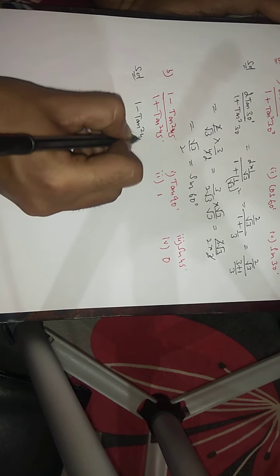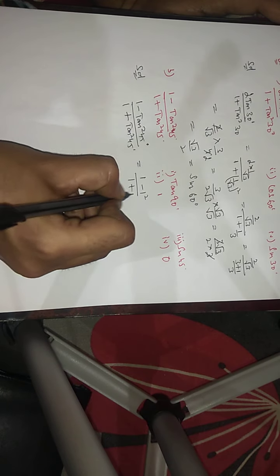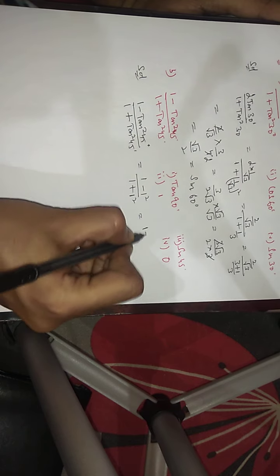1 minus tan square 45 degree upon 1 plus tan square 45 degree, that is 1 minus 1 square upon 1 plus 1 square, because the value of tan 45 is 1. It's 1 minus 1 upon 1 plus 1, that is 0 by 2, which is 0. So the correct option is option number 4, which is 0.